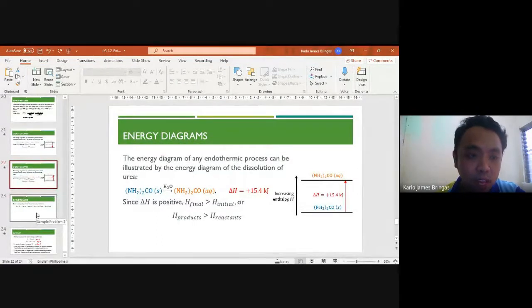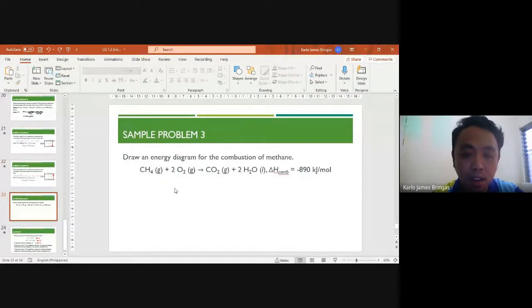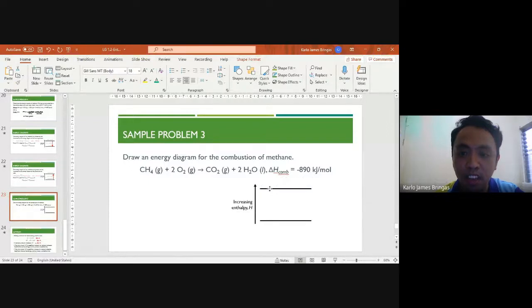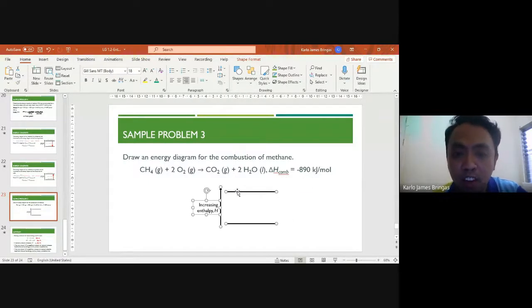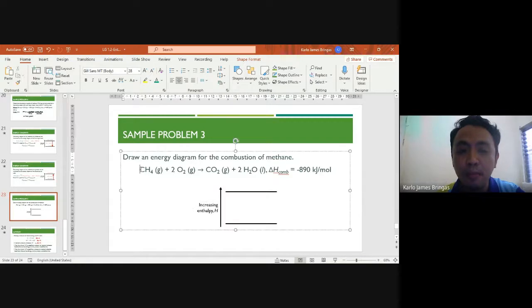Okay, so let's try this sample problem number 3 so that it will be clearer how to draw an energy diagram. In the energy diagram, we have the following parts. We're being asked to draw it for this particular reaction, the combustion of methane. So kindly tell me in the chat box, or you can just turn on your mics, what do I write on top? Is it the products, these ones? Or do I write the reactants, these two?